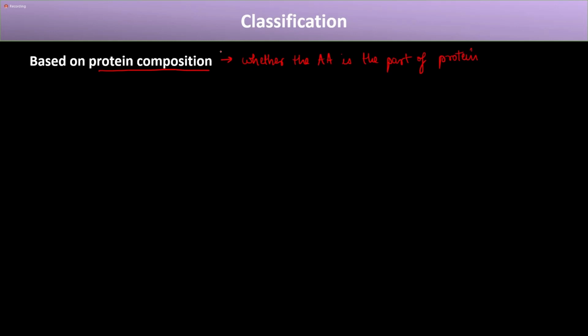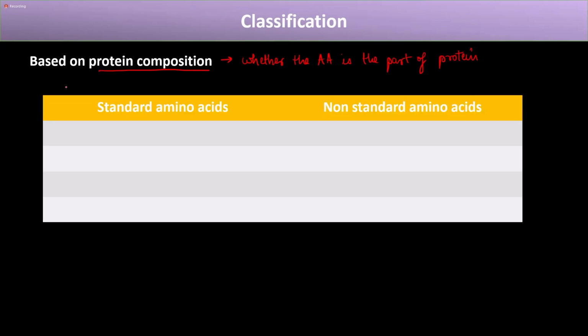based on this, the amino acids are classified into two types. The first is known as standard amino acids, and the second is non-standard amino acids. So what are standard amino acids? These are the amino acids that are part of proteins. That means proteins are made up of, or are chains of, these amino acids. And non-standard amino acids are not part of proteins.